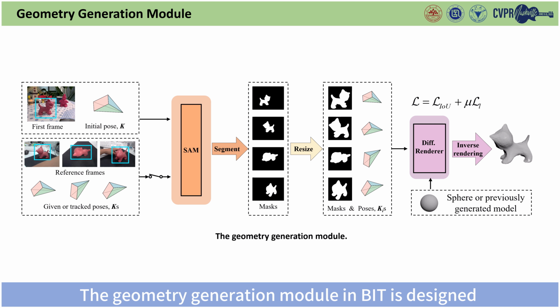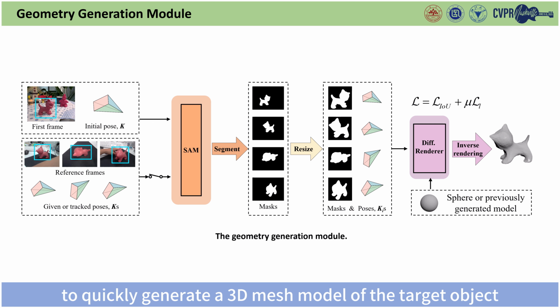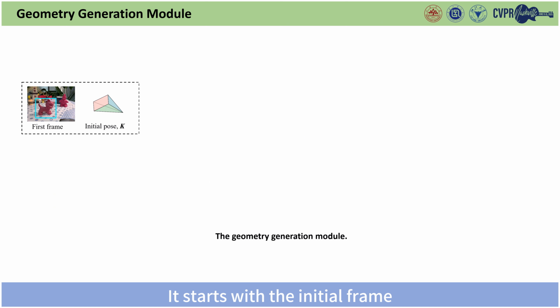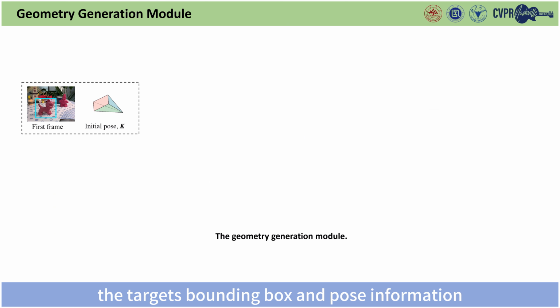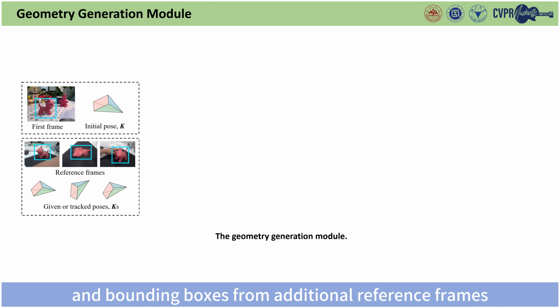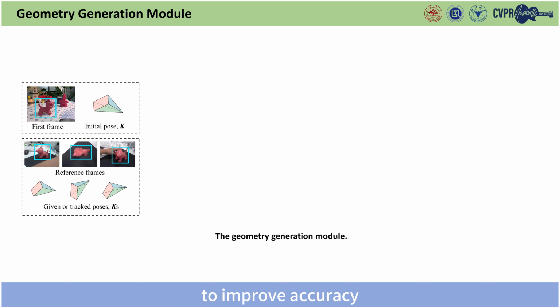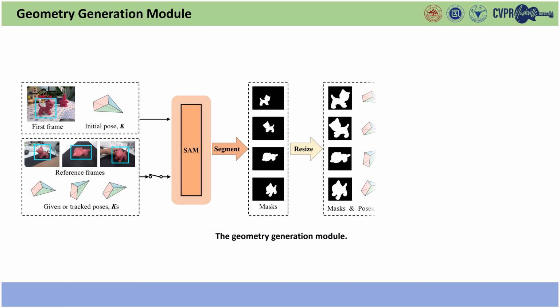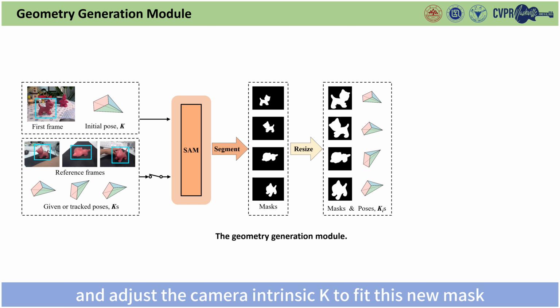The geometry generation module in BIT is designed to quickly generate a 3D mesh model of the target object by leveraging iterative inverse rendering using just RGB images. It starts with the initial frame, the target's bounding box, and pose information, then optionally incorporates masks and bounding boxes from additional reference frames to improve accuracy. The module uses a segmentation method, SAM, to extract the object mask, then scales and centers it, and adjusts the camera intrinsics K to fit this new mask.